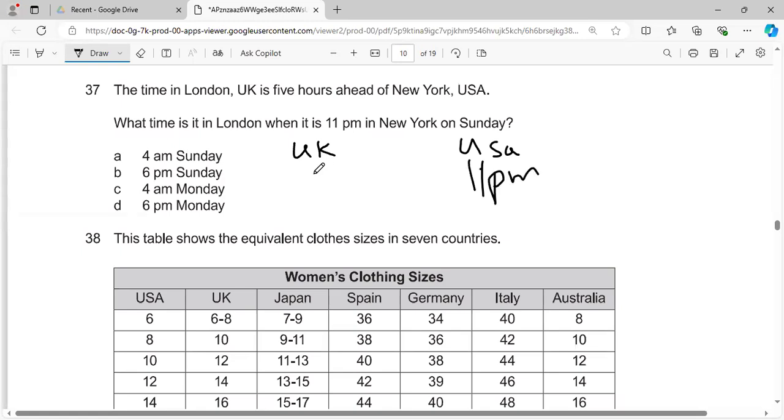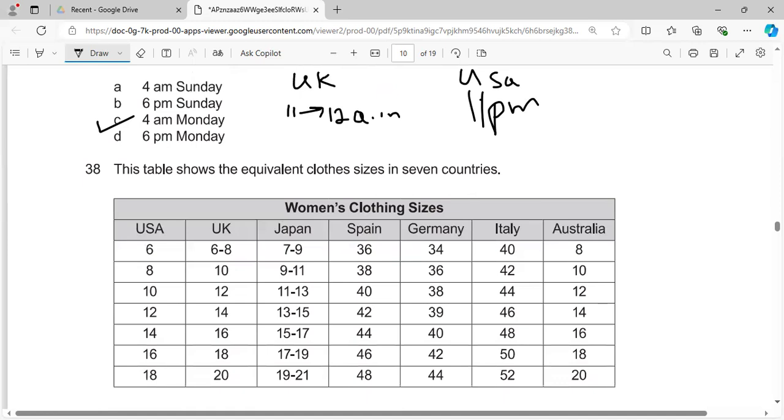Remember, this time is fast, alright? So it's past 11 p.m. by 5 hours. That means you add 5 hours to 11 p.m. 1 hour carries to 12 o'clock, which is 12 a.m., and then an additional 4 hours. So it will be 4 a.m. Monday because UK time is ahead. Alright, let's move on to 38.